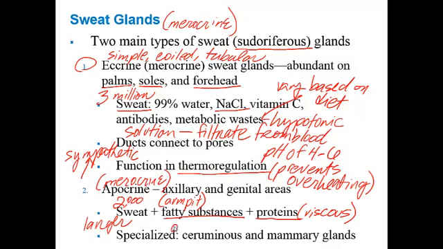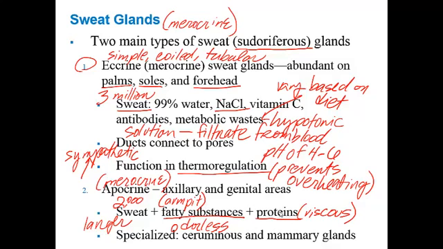The sweat is actually going to be odorless, but that's just until the time where the bacteria start to decompose these organic molecules like the proteins and the fatty acids. The apocrine glands are going to be affected by things like androgens, male sex hormones. Also, they're going to be increased during sexual foreplay.